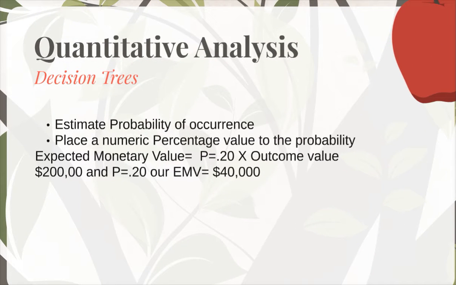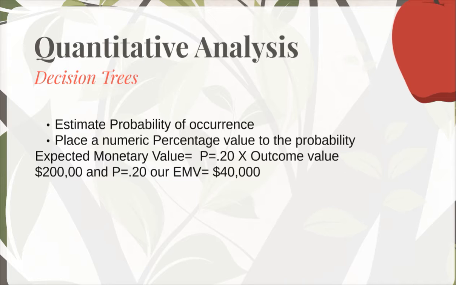A lot of people like to use the quantitative analysis and decision tree models. It's a way to estimate the actual probability of an occurrence and put a numeric value to this. In most cases, when you're trying to calculate the expected monetary value, you want to assess the risk and you want to place an actual value and a percentage onto this. And you simply take that and the outcome value, what you think the profitability will be of the actual project, and then you multiply it.